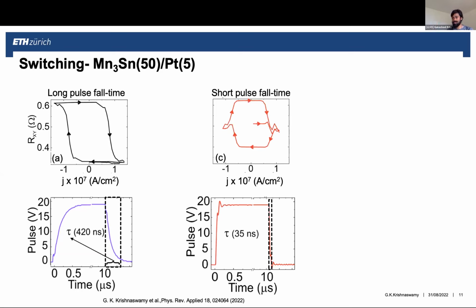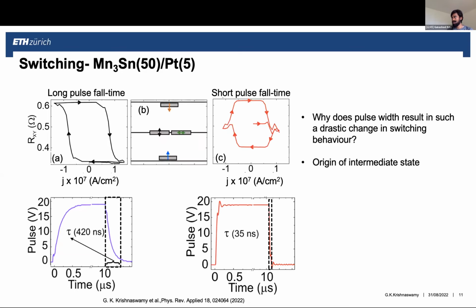If we use a different pulser with really short fall times, the switching behavior is completely different, where you reach these intermediate states which correspond to either an in-plane state or a multi-domain state. And this is very interesting and also a bit weird for this kind of switching. So we wanted to observe it more.